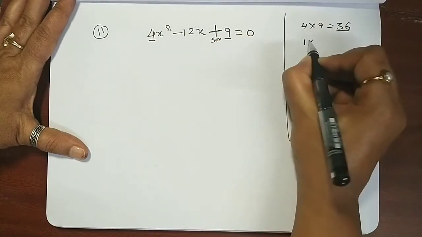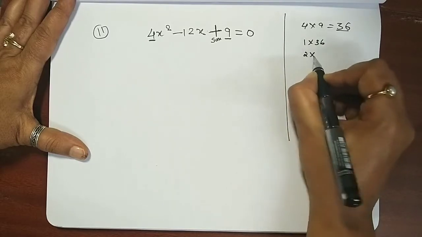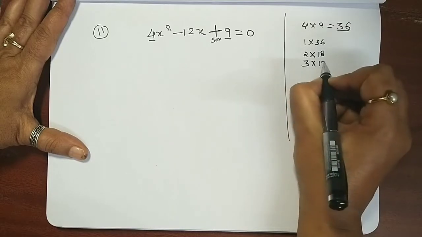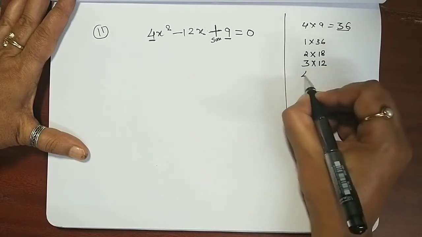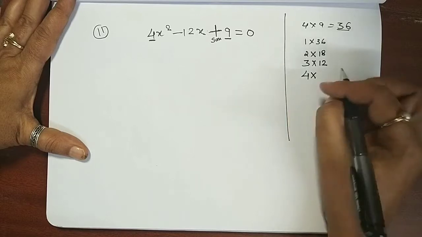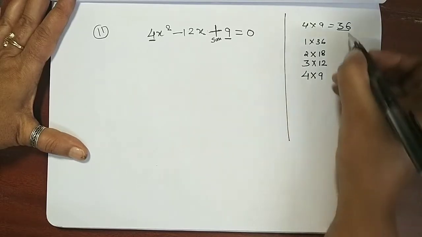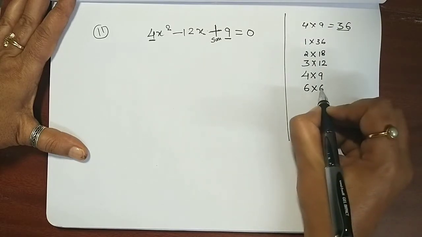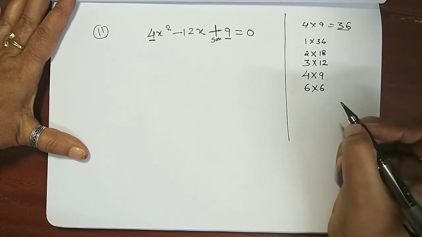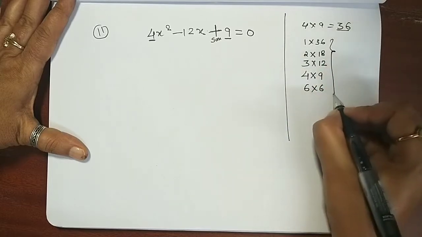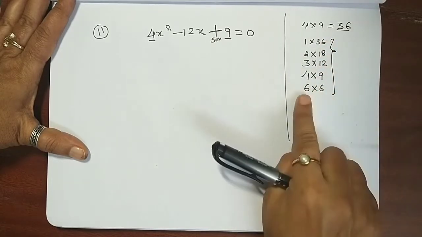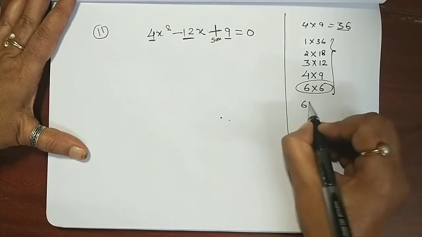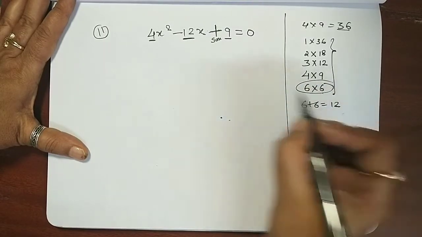So 36 I can do 1 into 36, or 2 into 18 is also 36, or 3 into 12 is also 36, or 4 into 9 is also 36. It won't go by 5. 6 into 6 is also 36. So I am getting these many possible factors. Out of this I have to choose to get 12. This is best because 6 plus 6 is 12. So I will choose this.